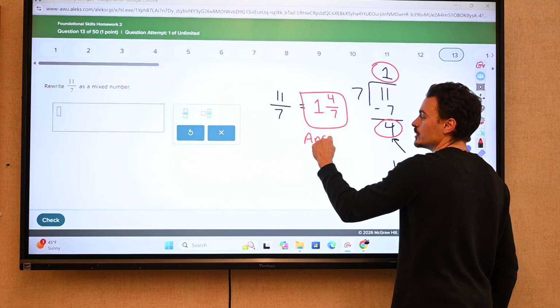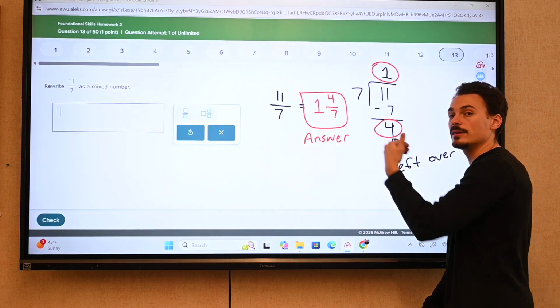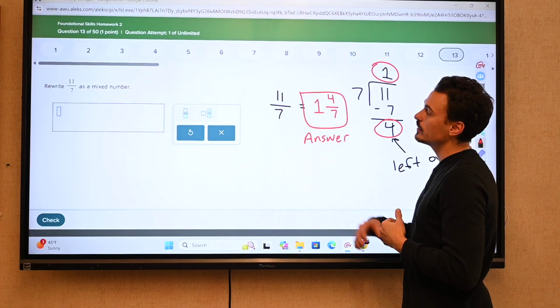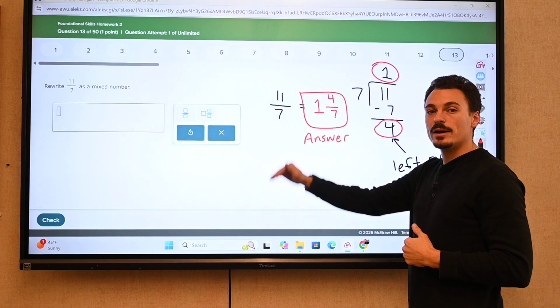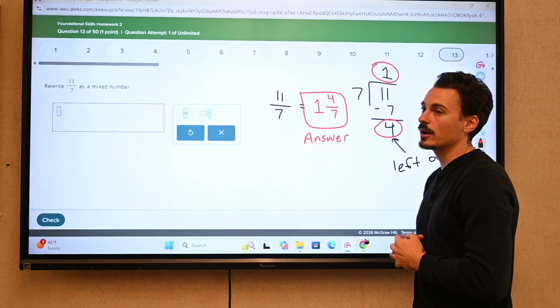Whatever question you have in front of you, it's going to be different than this one. You're going to want to take your numerator, divide it by your denominator, and then you're going to want to figure out what's left over.